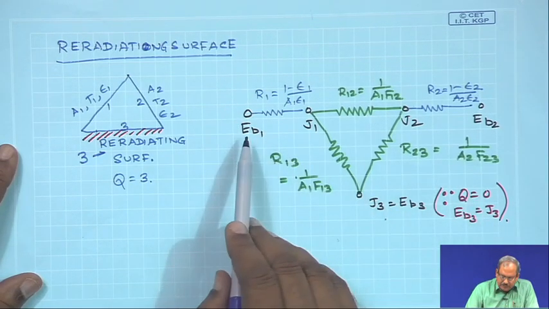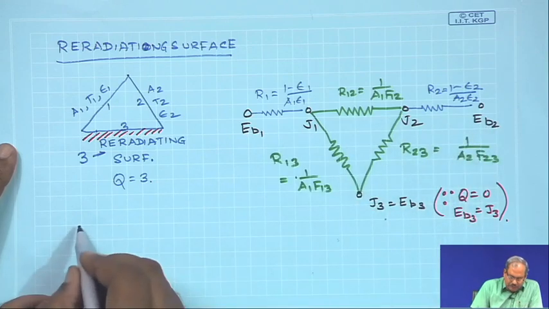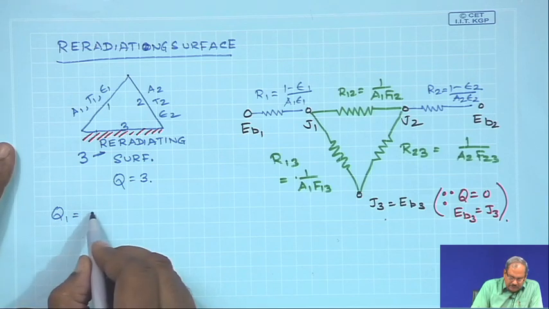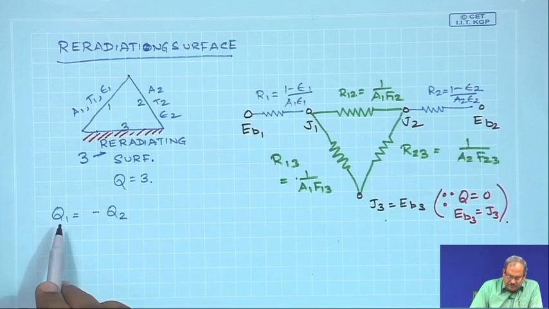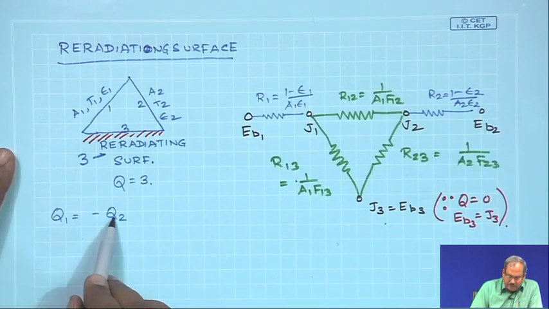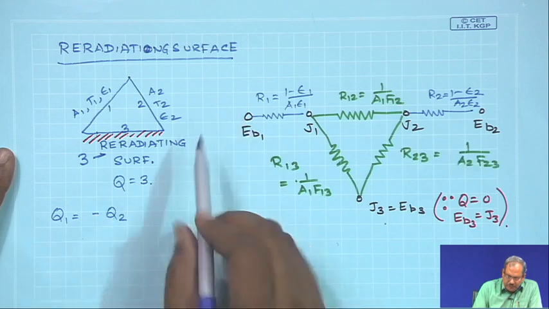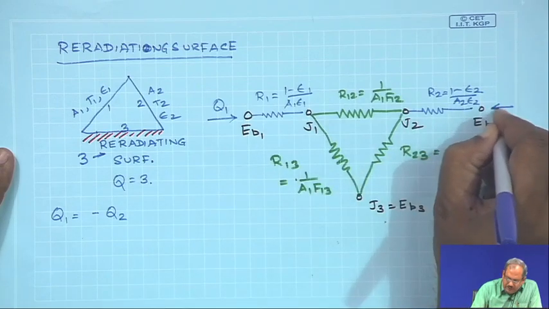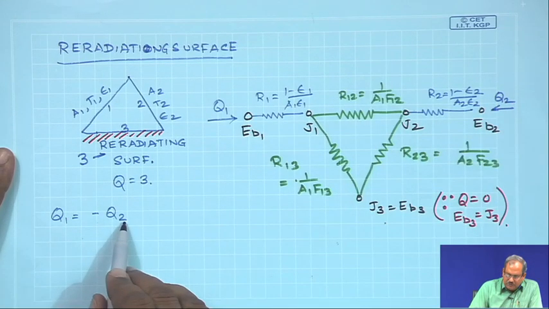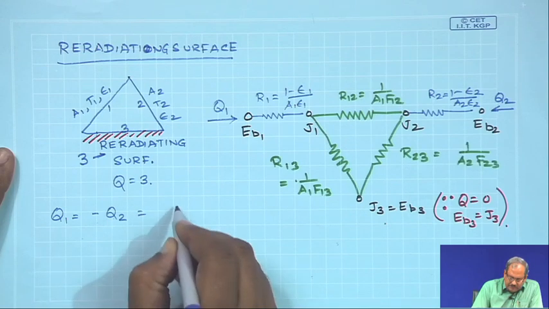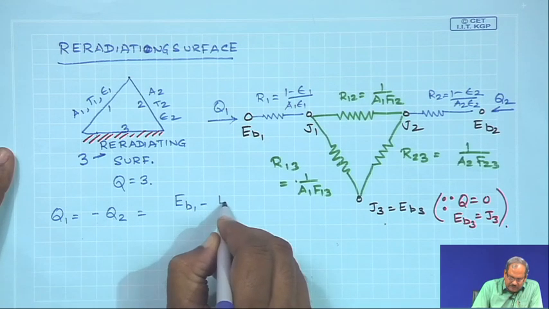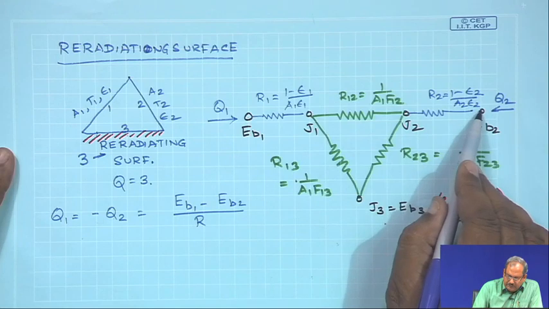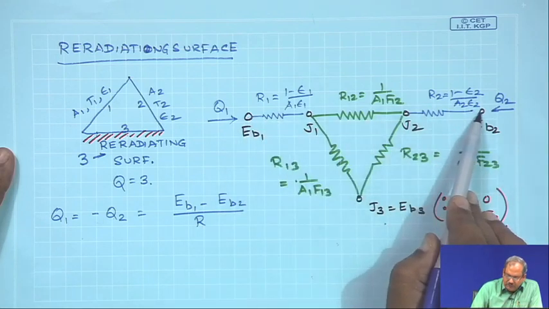So, if I now consider between EB1 and EB2, if I am trying to find out what is the value of the heat to be supplied, Q1, the same heat, in order to maintain thermal equilibrium, will have to be extracted from 2. So, if this is Q1 and you have Q2 in here, Q1 must be equal to Q2, and this is simply going to be EB1 minus EB2 by the effective resistance between this and this. So, what is the effective resistance between these 2 points?